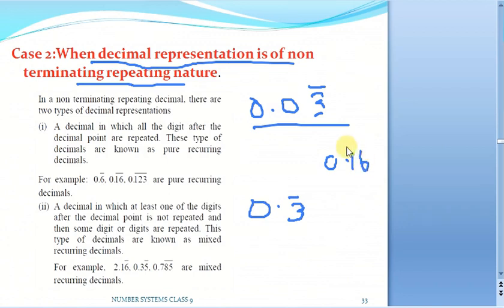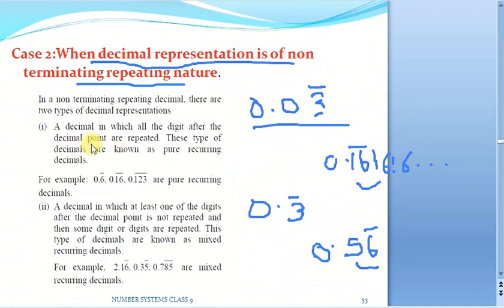Suppose let us say 0.16 bar. In this case, both the digits, 1 and 6, are continuously repeating, 1, 6, 1, 6 and so on. So either all the digits can be repeating, or only some. Suppose I take one more example, 0.56 bar. Here 2 digits are there, but 5 is not repeating, only 6 is repeating. That means only a part of the decimals after the decimal point can be repeating, or all the digits after the decimal point can be repeating.